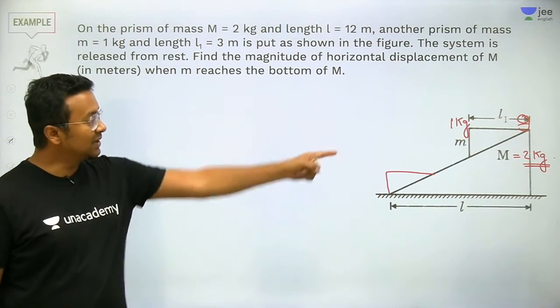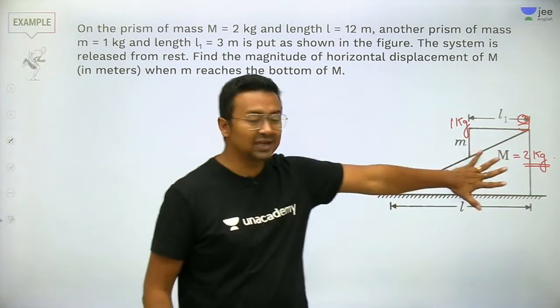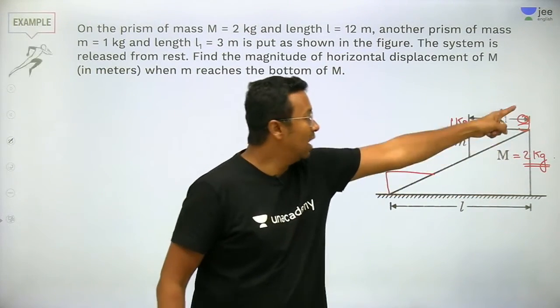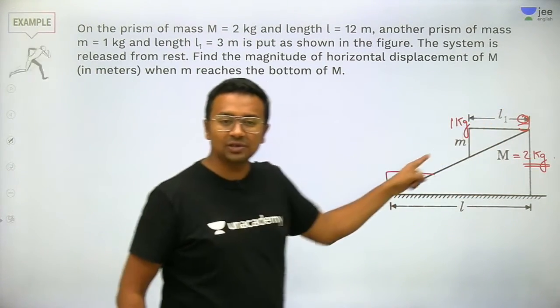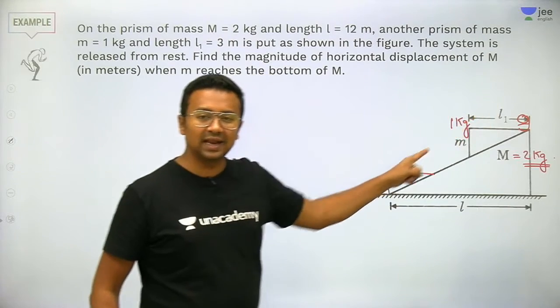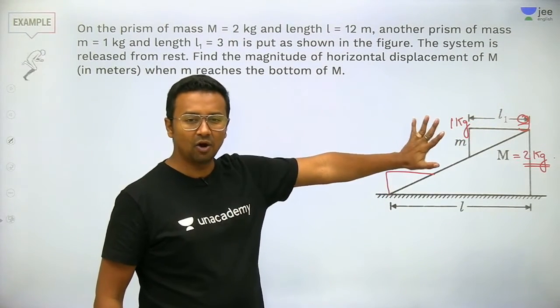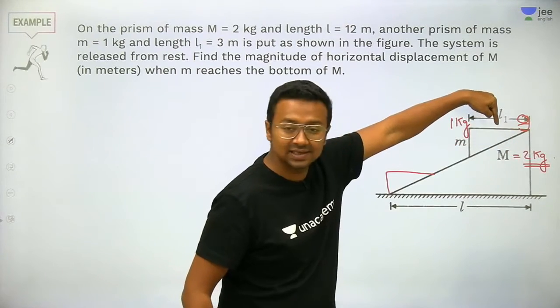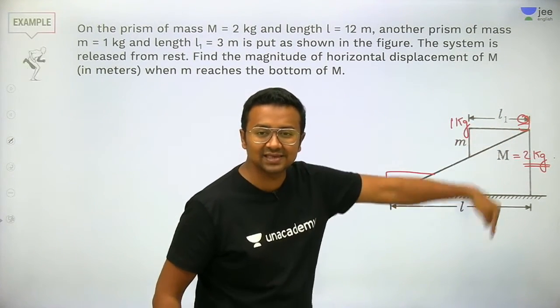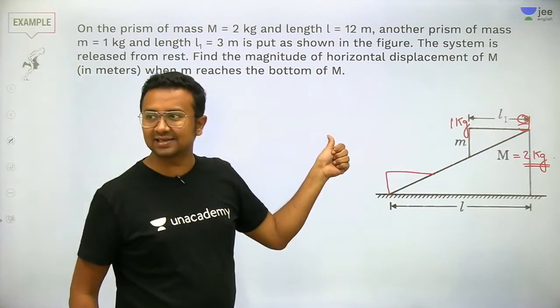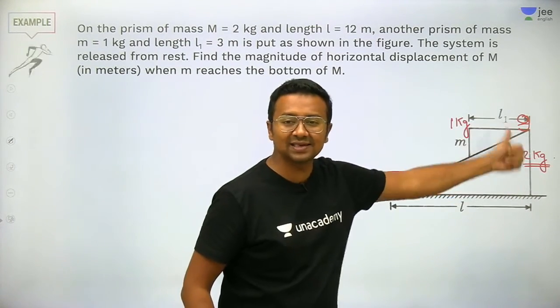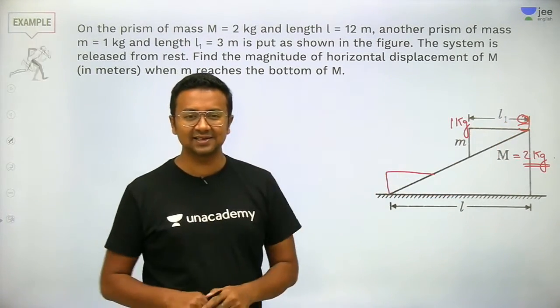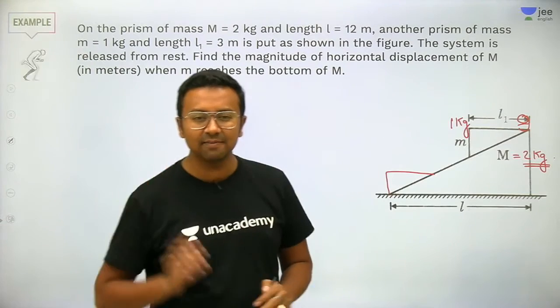Okay. Now, with respect to the wedge, how much distance will he have traveled along the incline? Some distance. All right. Now, this distance will be along the y-axis and along the x-axis. Simple understanding? All right.